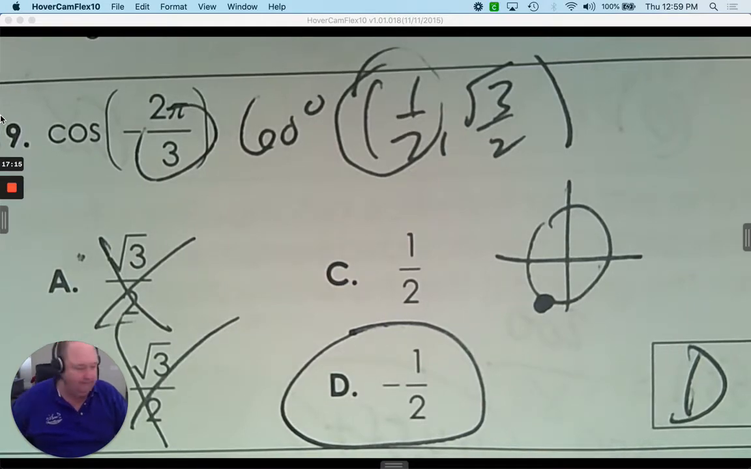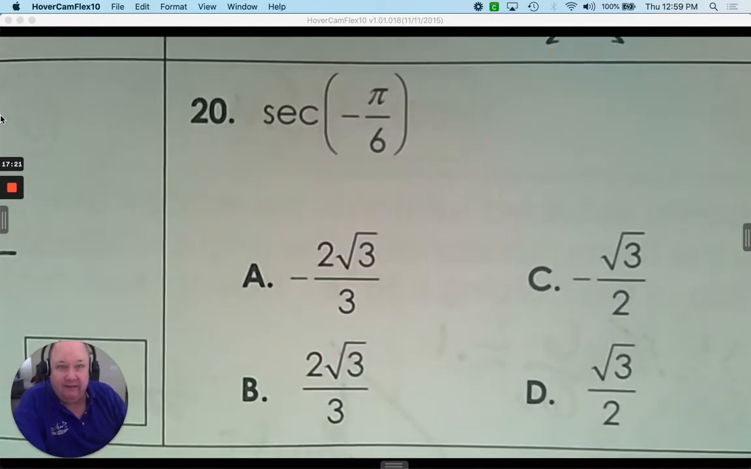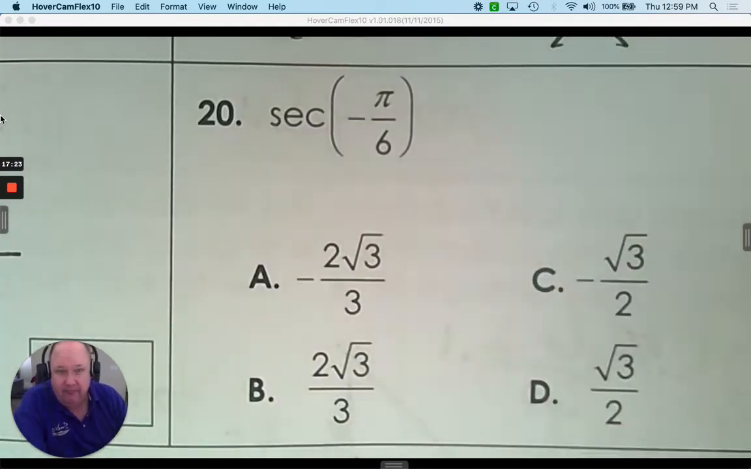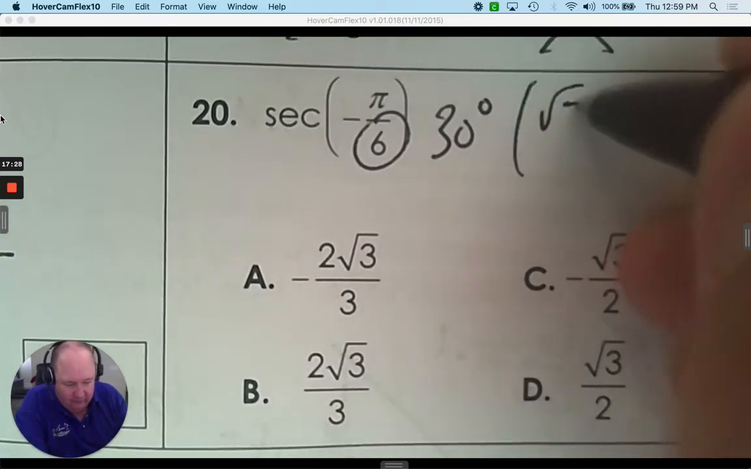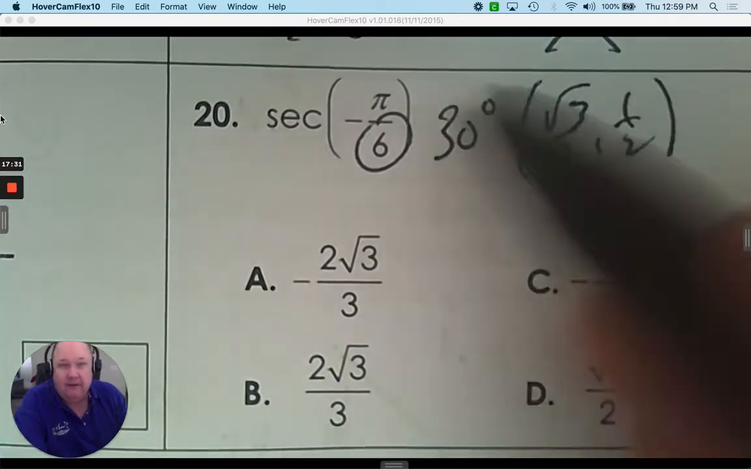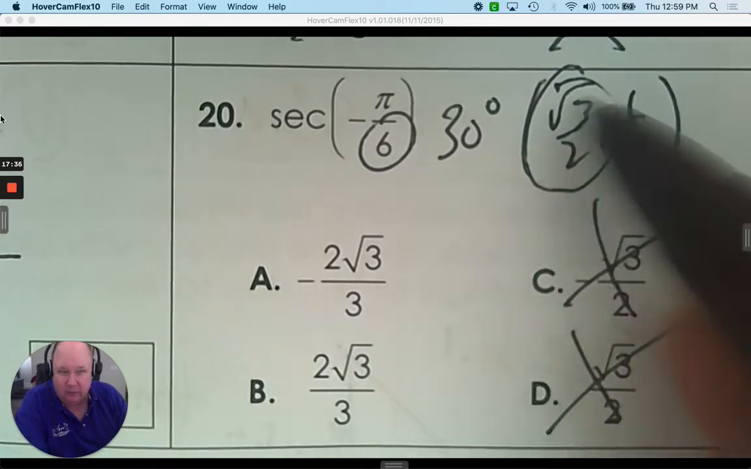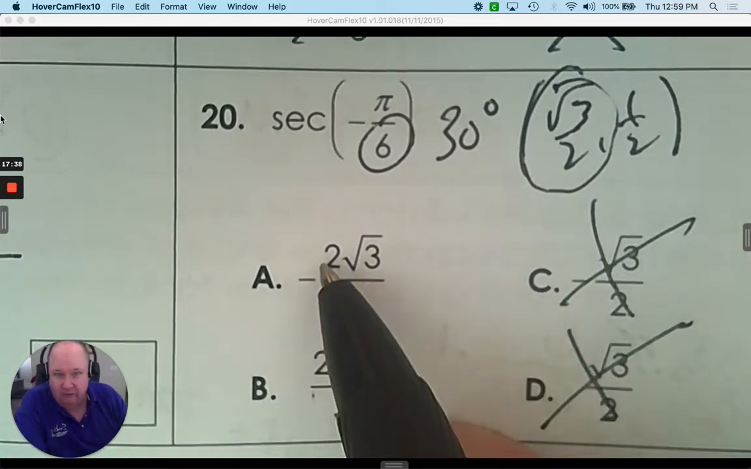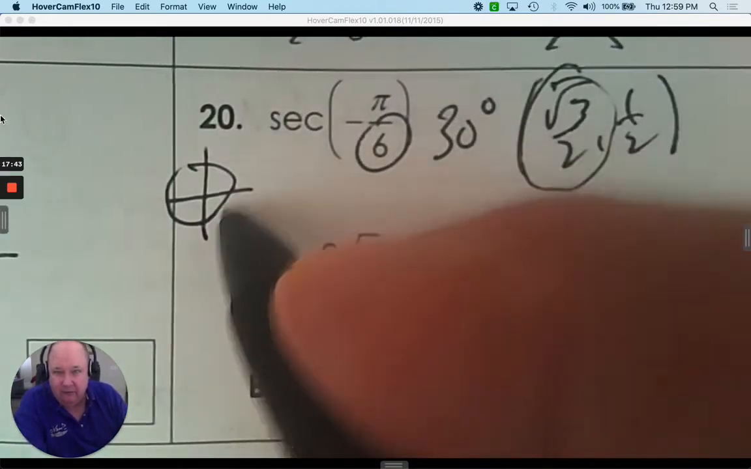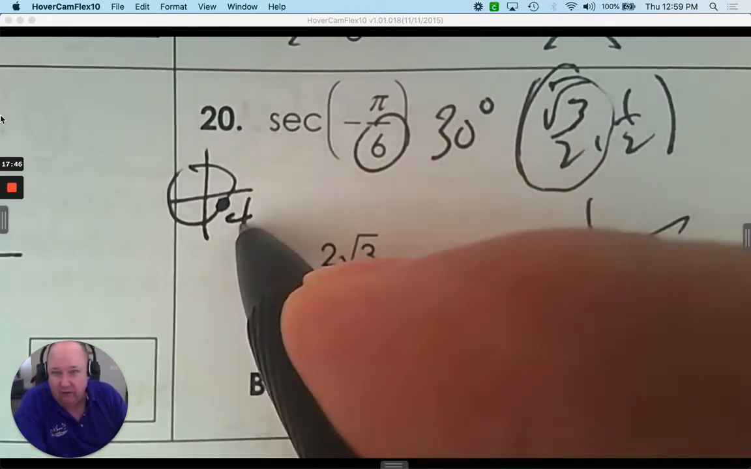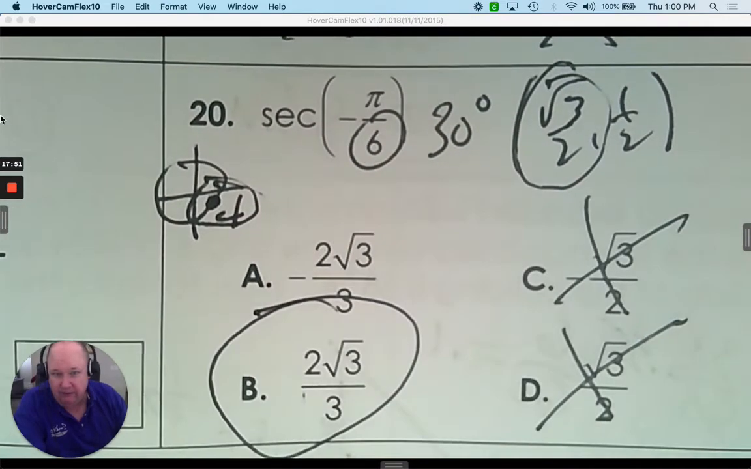Number 20. What's the value of secant at negative pi over 6? So again, the denominator gives me a 30-degree reference angle. That's root 3 over 2 and 1/2. Secant's the reciprocal of the x-coordinate, so that can't be right. It's the reciprocal, so it's either positive or negative. If I think of what quadrant it's in, negative pi over 6 is right here in quadrant number 4. In quadrant number 4, the x-coordinate is positive, so the answer is B, 2 root 3 over 3.